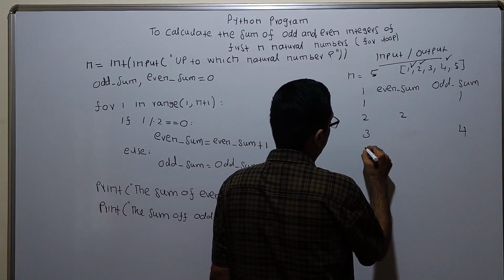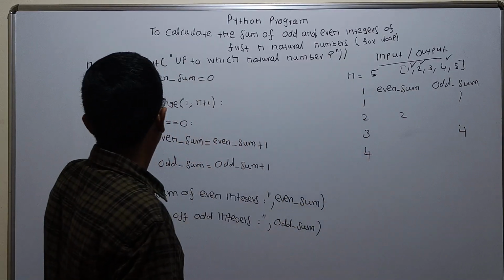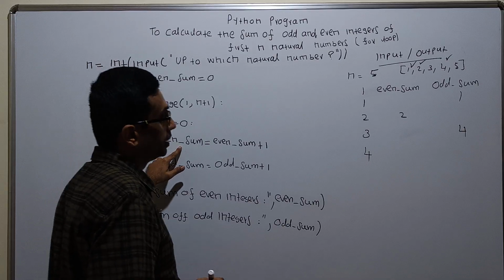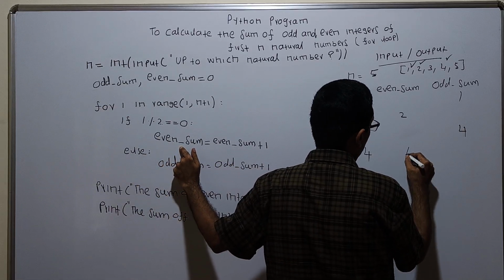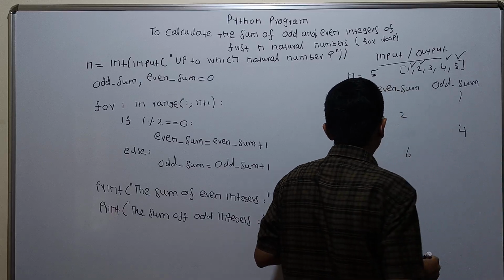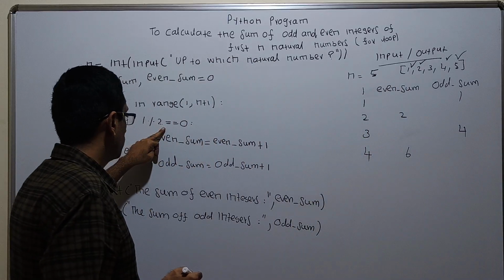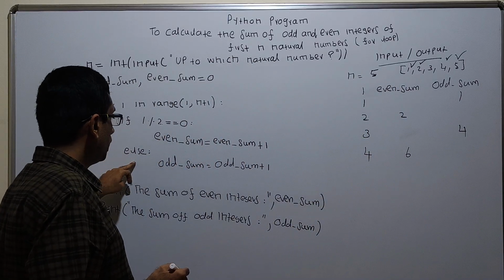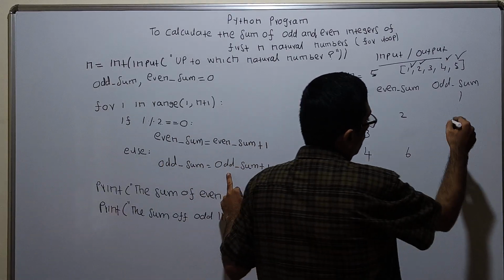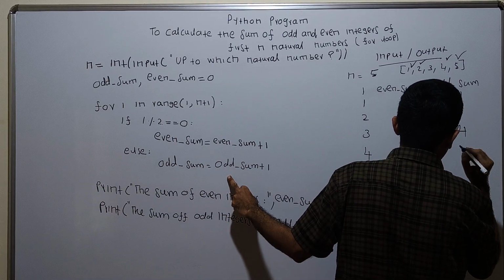Next i will take the value 4. 4 modulo 2 is 0. It will add it to the even sum. So even sum becomes 6 now. Next i will take the value 5. So 5 modulo 2, remainder is 1. It comes to the else part and adds it to the odd sum. So 4 plus 5 is 9.